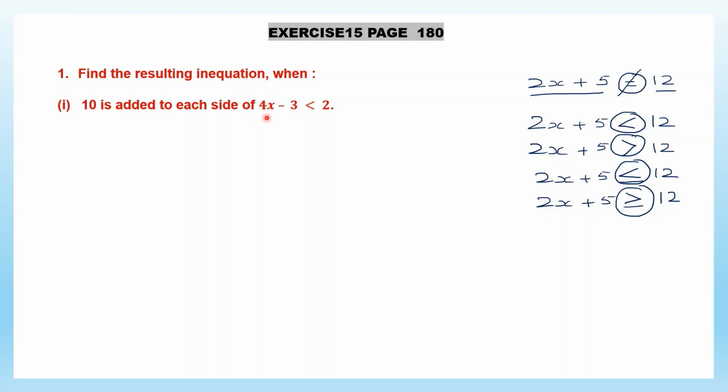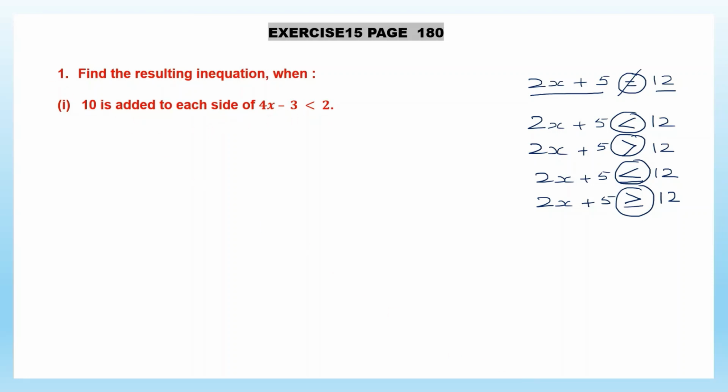Similarly, if I multiply each side of an inequation by the same positive number, this does not change. If I divide by the same positive number, it does not change. So keep these properties in mind. Adding or subtracting the same number on both sides does not change the inequation. Multiplying and dividing by the same positive number on each side does not change the inequation. So let's do the first one now.